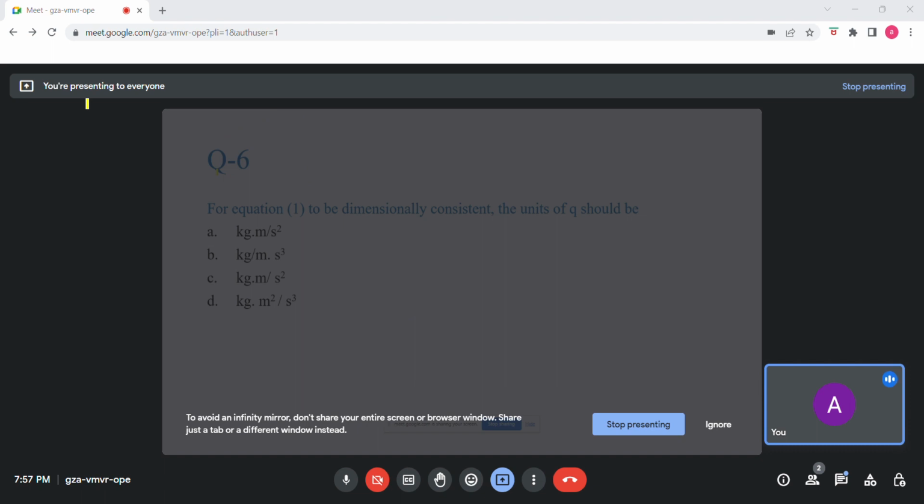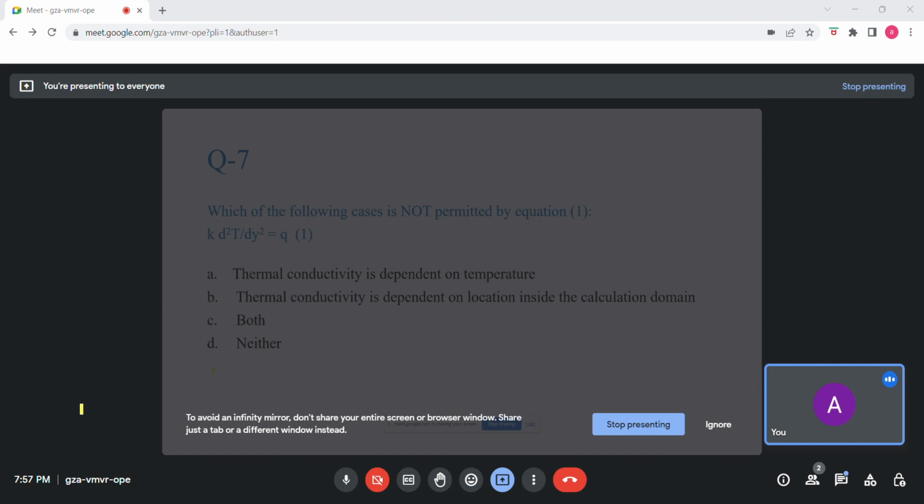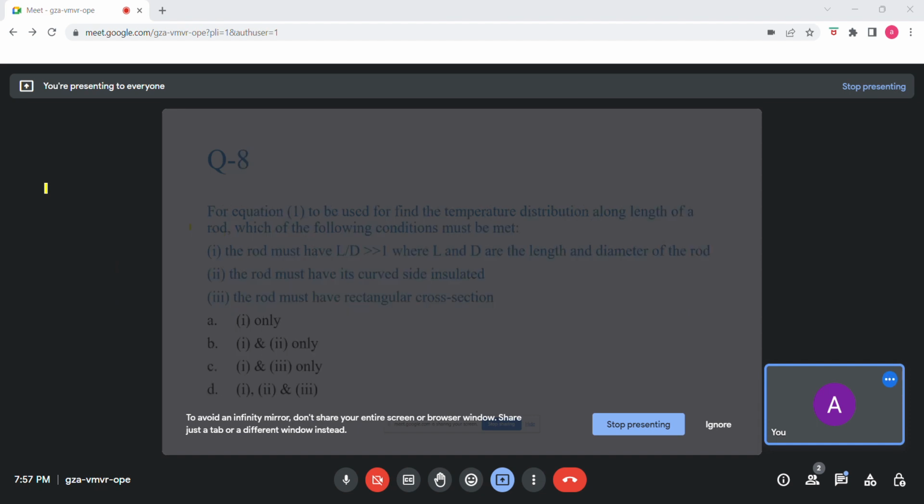They ask for the unit of Q. For that we should be dimensionally consistent. We should substitute other known equations and get the unit in this form. And next is which of the following is not permitted by this equation? That is, thermal conductivity is not dependent on thermal. It is a constant value, so it is not dependent on temperature or location. And since it is a one-dimensional problem, the major criteria must be L by D should be greater than 1.